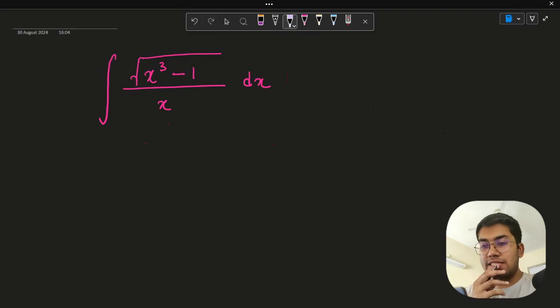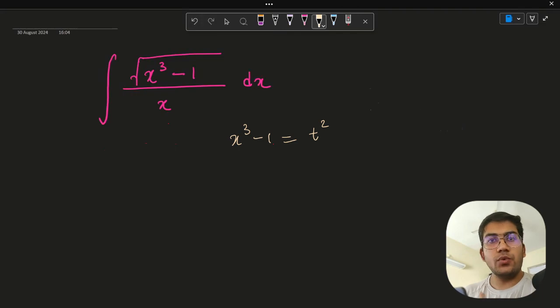So okay, there's this one thing. Can I do some sort of substitution? Yes, I could. So let's say x cube minus 1 is t squared. Why t squared? Because when you have t squared under a root, you can just cancel out the square and the root. I know there's a plus minus sign involved in this case, but you can just assume that the domain is such that the value is positive. That's one thing. Now I can do this substitution, right?